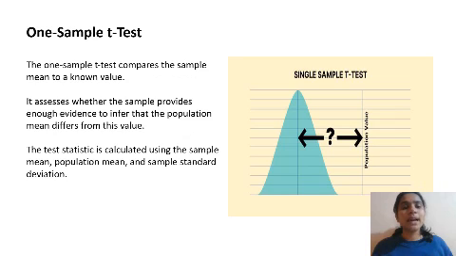One sample t-test. The one sample t-test compares the sample mean to a known value. It assesses whether the sample provides enough evidence to infer that the population mean differs from this value. The test statistic is calculated using the sample mean, the population mean, and the sample standard deviation.